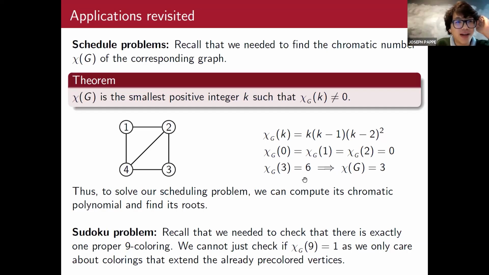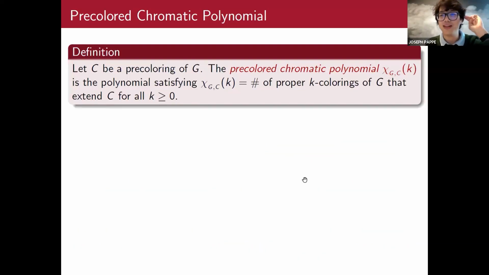So this leads to the notion of a pre-colored chromatic polynomial. Let's say that we have some pre-coloring of our graph. This means we have our graph, and some of the vertices are already pre-colored. So the pre-colored chromatic polynomial is the polynomial that counts not all proper colorings, but just the ones that extend our pre-coloring.